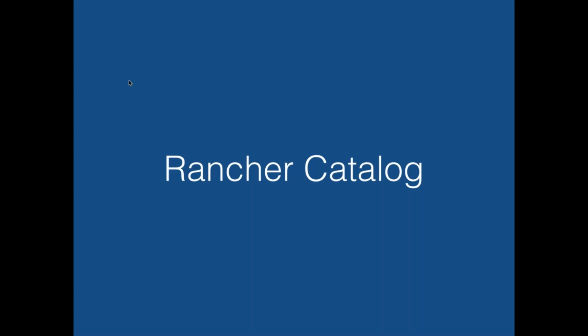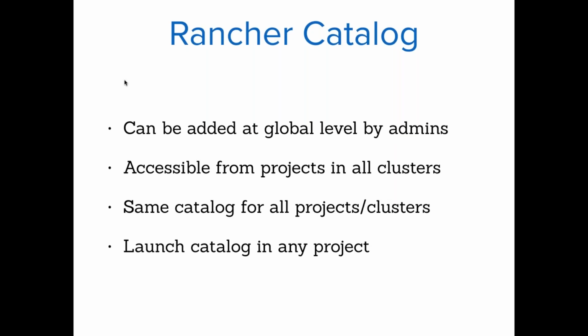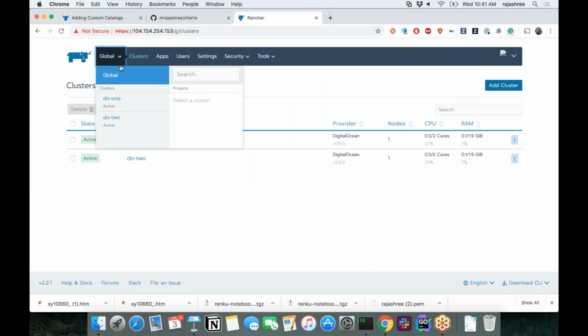And now the Rancher application catalog. The way you can add any chart repository containing Helm charts or Rancher charts is through adding a catalog. So you can either just add an existing Helm chart repo, or you can create your own GitHub repository with these charts. I'm just going to show you first how, at the global view, you can add a catalog.